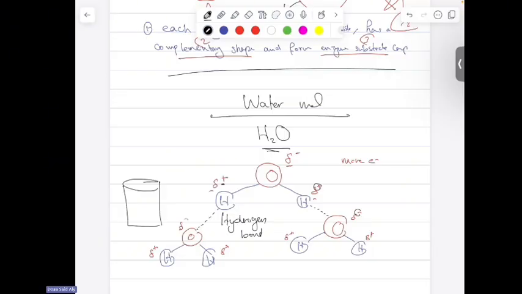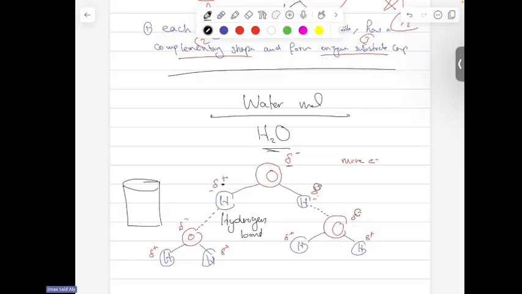You will draw a circle representing the oxygen atom, and you will draw two circles, each representing one hydrogen atom. Then don't forget the charges. Again, don't forget the charges. Oxygen has a slightly negative charge, while hydrogen has a slightly positive charge.